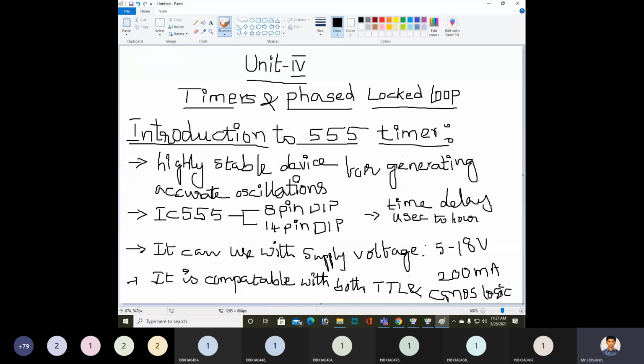Coming to applications, we use it in the oscillator, pulse generator, ramp and square wave generator, voltage monitor, traffic light control, multivibrators and so on. So this is the basic introduction of IC 555 timer. I think all of you are clear. You don't have any doubt regarding the introduction to IC 555 timer.